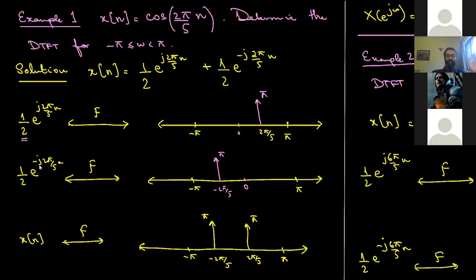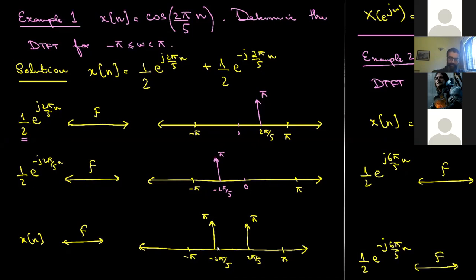Okay. Similarly, e raised by minus j 2 pi by 5n is going to be an impulse at minus 2 pi by 5, and then x of n, because x of n is the sum of these two, the Fourier domain will also be a sum: an impulse at 2 pi by 5, and an impulse at minus 2 pi by 5.